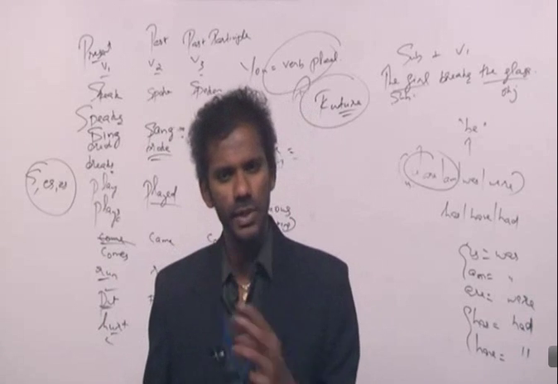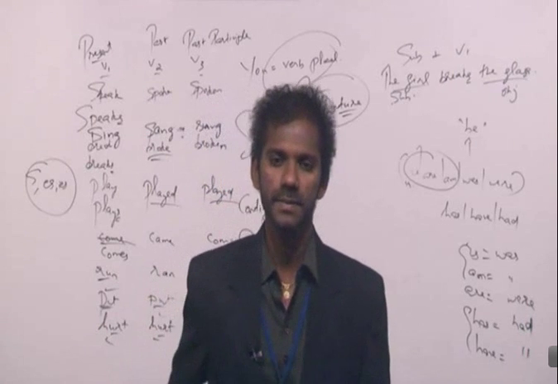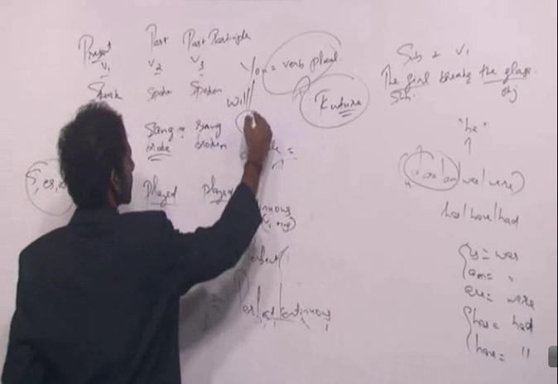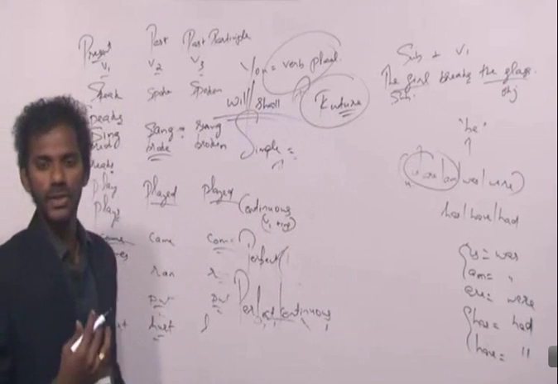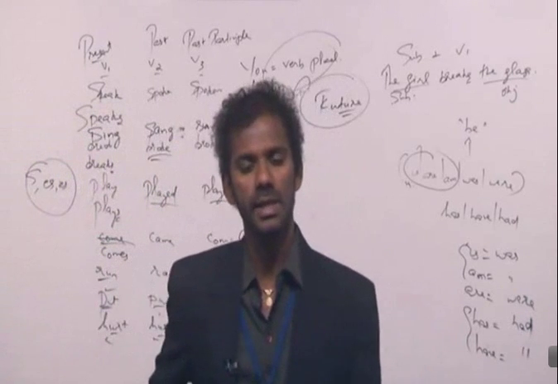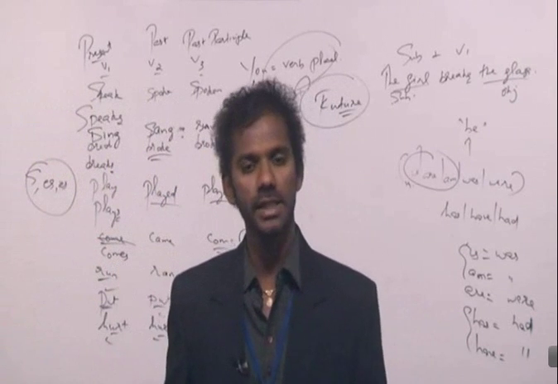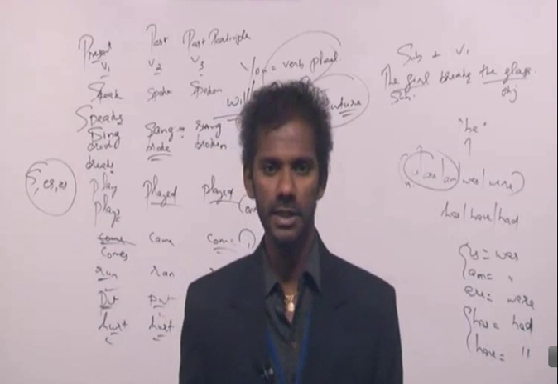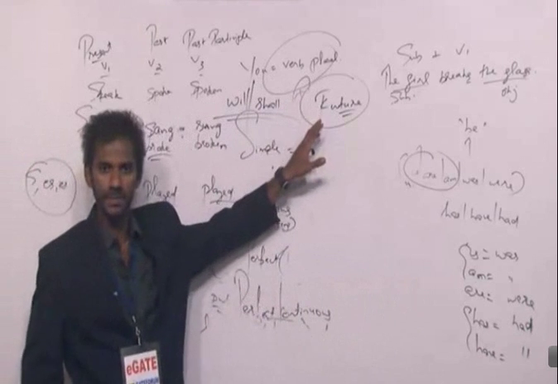Which two words or which two verbs tell us that a sentence belongs to the future tense? Will or shall tells us that a sentence belongs to the future tense. Clear? So in each and every category of future tense, will or shall must be there. Fine. Now come to the first category, simple future.